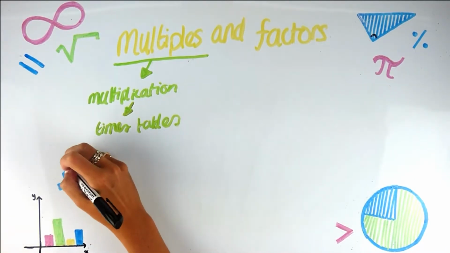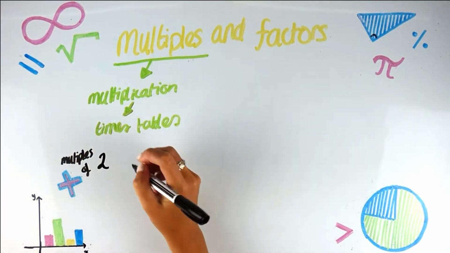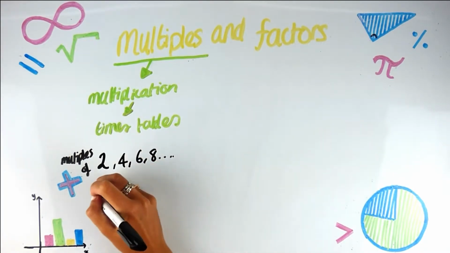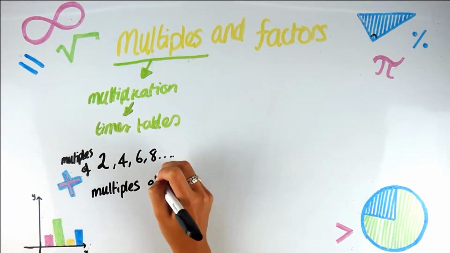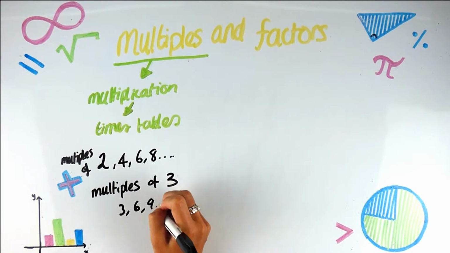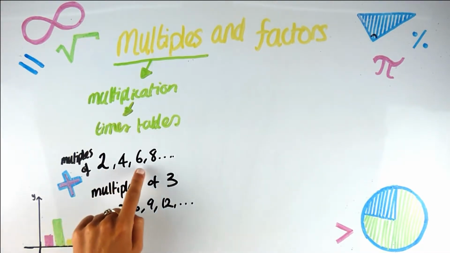So if I have multiples of 2, you'd have 2, 4, 6, 8, etc. It's just the times tables, the 2 times table. Multiples of 3, you'd have 3, 6, 9, 12, etc. So it's just the times tables of that number. Multiples is easy to remember because you think multiplication and you're just multiplying.